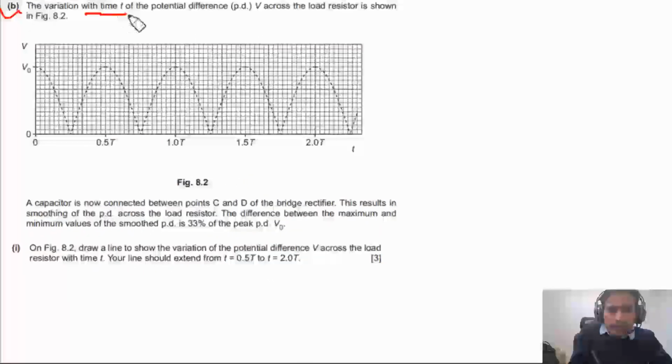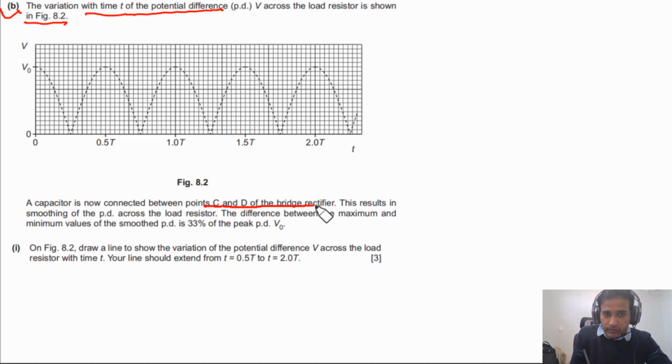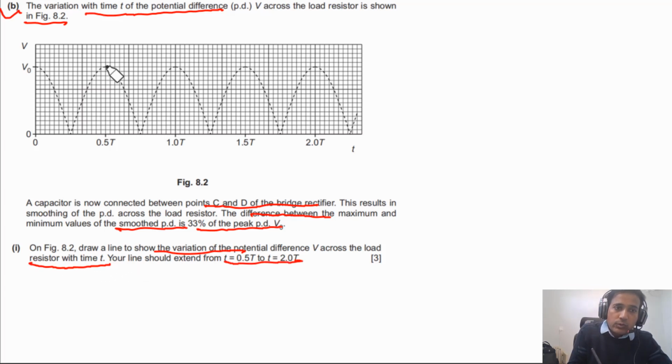Part B says the variation with time t of the potential difference V across the load resistor is shown in figure 8.2. The capacitor is now connected between points C and D of the bridge rectifier. This results in a smoothing of the PD across the load resistor. The difference between the maximum and minimum values of the smoothed PD is 33% of the peak value. On figure 8.2, draw a line to show the variation of the PD V across the load resistor with time t. We need to draw at least from here to here.